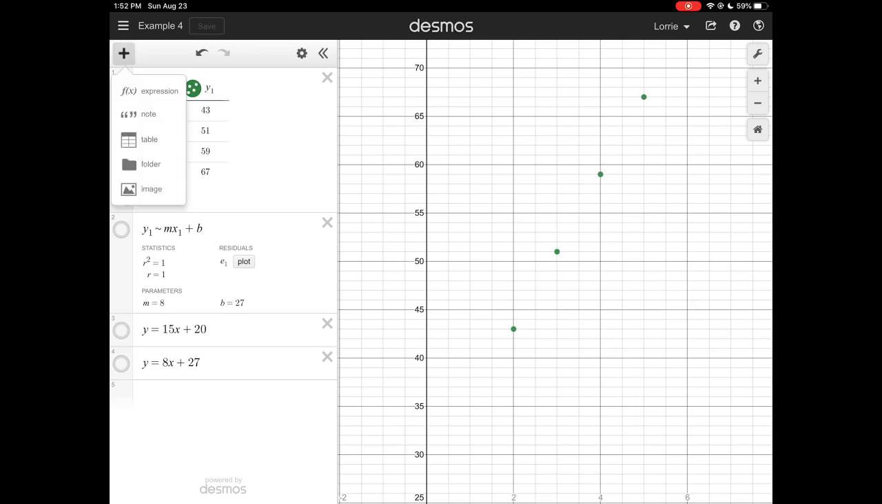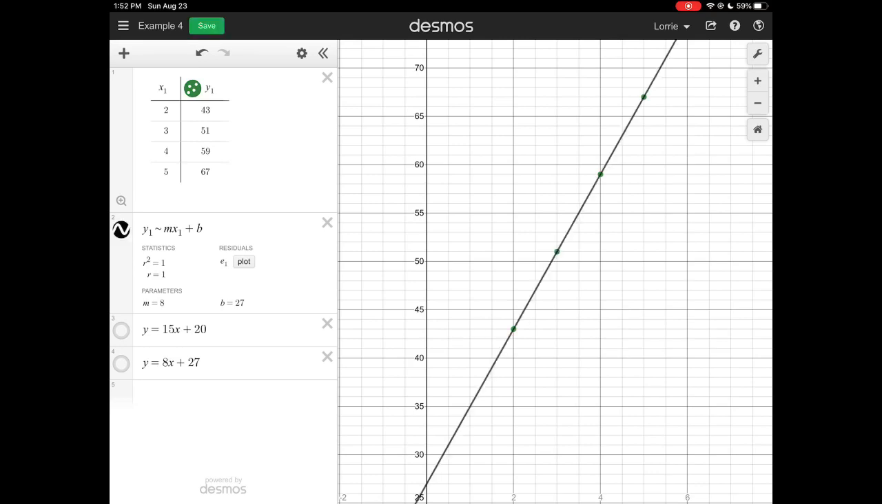Remember that you hit the plus key and then select table. I've already done this here, and I've used the zoom to look at all of my data at once. Now recall from last time as well that in order to get Desmos to estimate a line in slope-intercept form, we just need to write the slope-intercept form, but in a little bit of a special way. So we're going to write y1 is approximated by mx1 plus b. And we can get our parameters that we need.